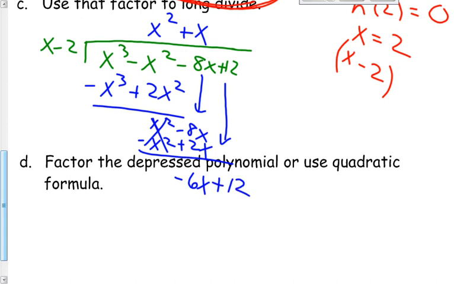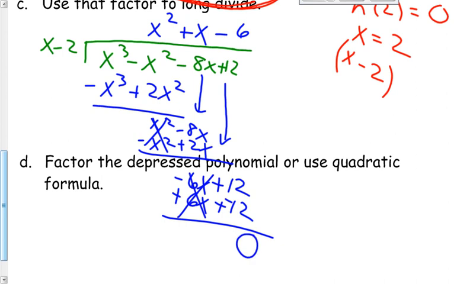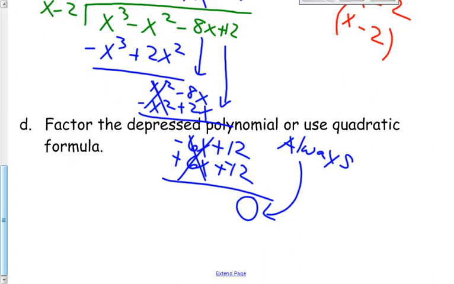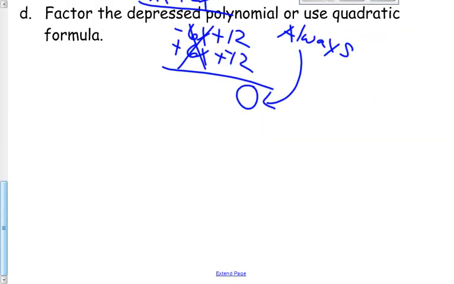X times what is a negative 6x? A negative 6. Multiply a negative 6 times x is a negative 6x. A negative 6 times a negative 2 is a positive 12. Take the opposite, add, subtract, and we get a remainder of 0. Once again, this should always happen if you do it correctly. You should always get that remainder of 0. So now we're going to factor the depressed polynomial to finally get our roots.